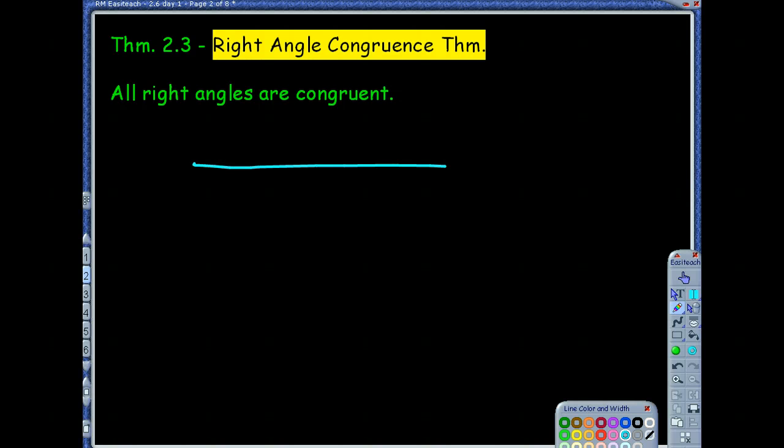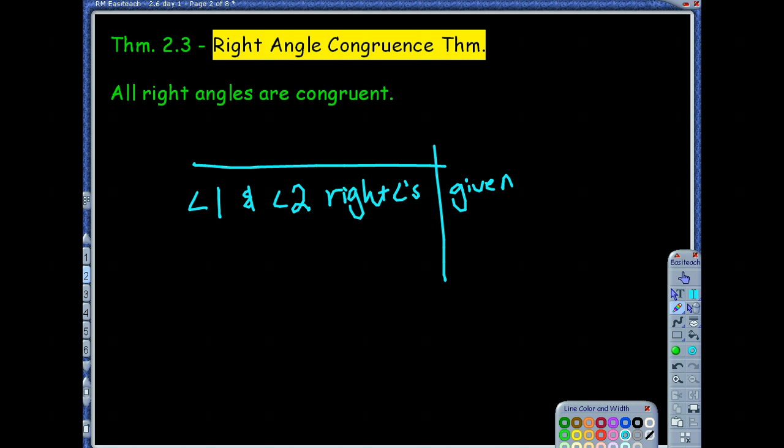Exactly. So in the past, we would have had to say that if angle 1 and angle 2 are right angles, and that was given to us, we would have first had to state that meant that they were what? Each measures 90. So I'd have to say angle 1's measure is 90, and then angle 2's measure is 90. And that was because of the definition of right angle.